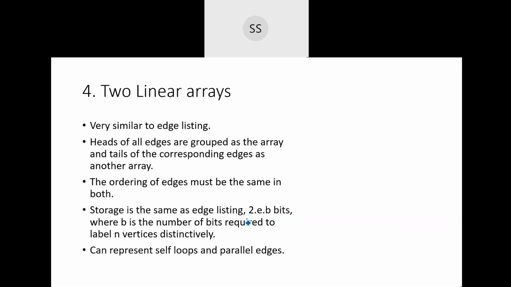So that was the third type of representation. The next, the fourth type of representation, is two linear graphs. And what do you mean by two linear graphs?